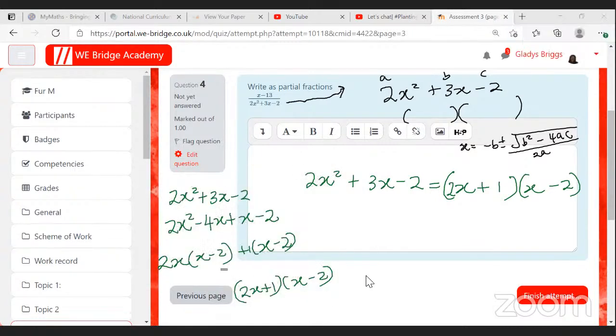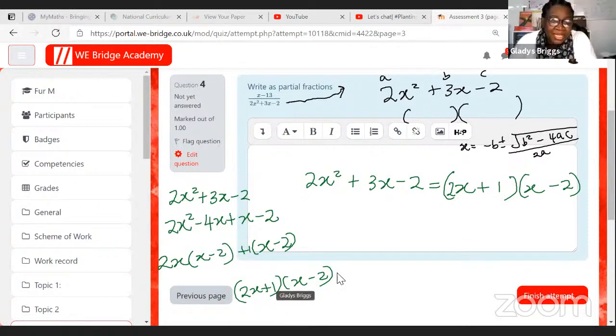Miss, I got minus 1 and plus 2. I want to expand mine and see whether it comes to the same one first. I want to verify my answer. This is going to give you 2x squared minus 2x plus x minus what? Minus 2, yeah.